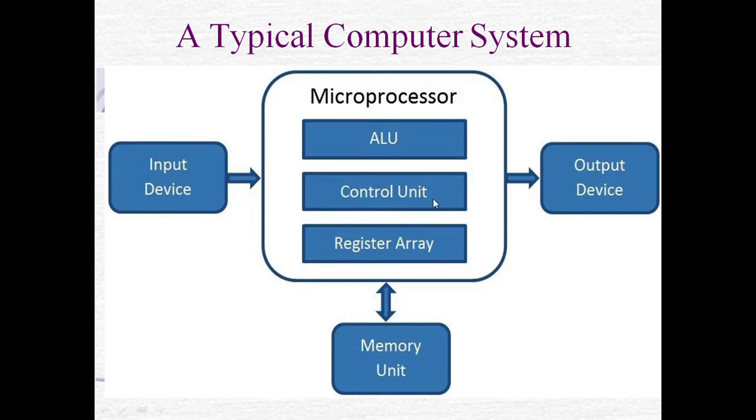Similarly, there is a control unit. This control unit of the microprocessor is responsible for generating control signals, and with these signals, the microprocessor is able to control all other components. For example, it can send control signals to the arithmetic and logic unit whether to perform addition or subtraction on the arguments.